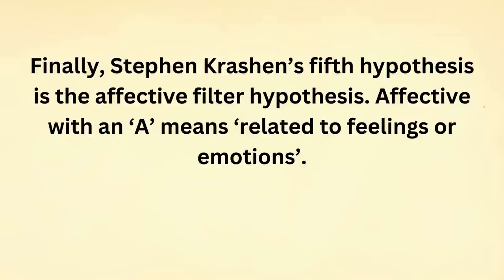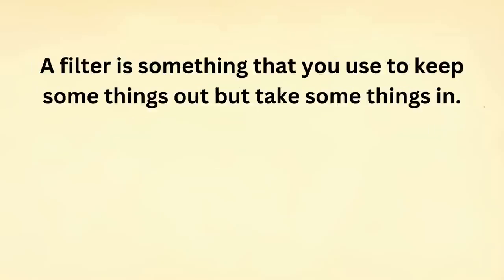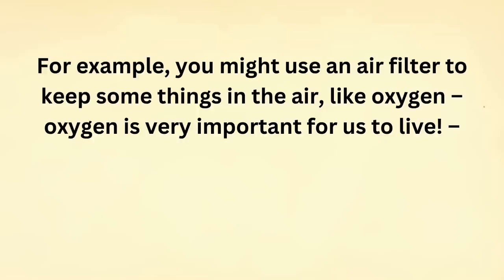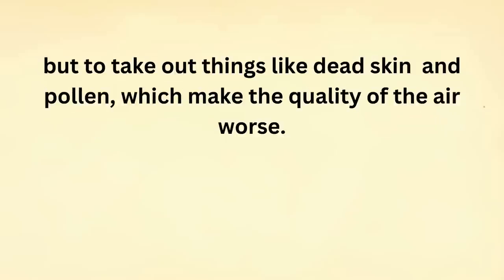Finally, Stephen Krashen's fifth hypothesis is the affective filter hypothesis. Affective, with an A, means related to feelings or emotions. A filter is something that you use to keep some things out, but take some things in. For example, you might use an air filter to keep some things in the air, like oxygen. Oxygen is very important for us to live. But to take out things like dead skin and pollen, which make the quality of the air worse.